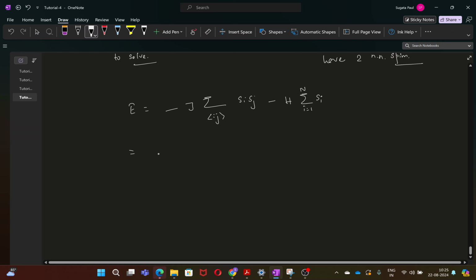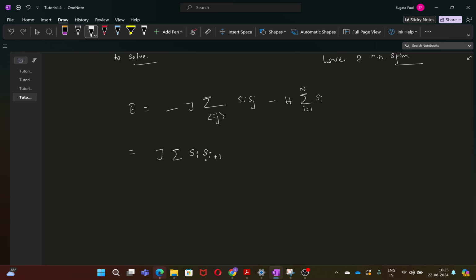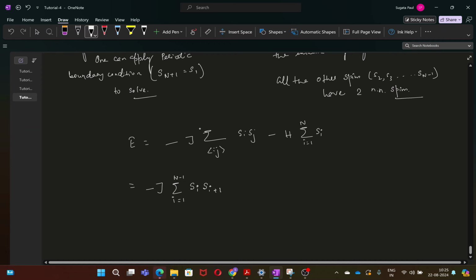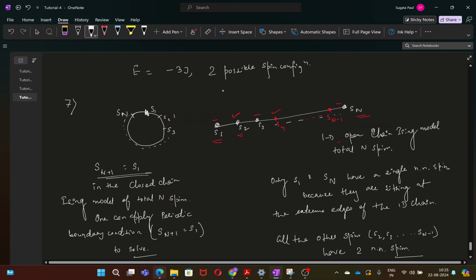For nearest neighbor, if we are talking about the spin Si, then you have the nearest neighbor only as Si plus 1, right? And here the i value will be going from 1 to n minus 1. Okay. And there will also be a negative sign. Why are we choosing i plus 1? Because for a particular Si, let's say if i equal to 2, then your next nearest neighbor will be Si plus 1, that means S3.